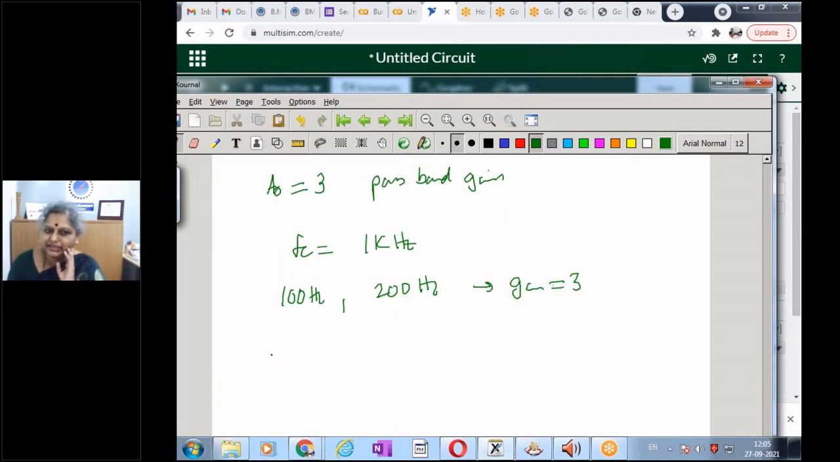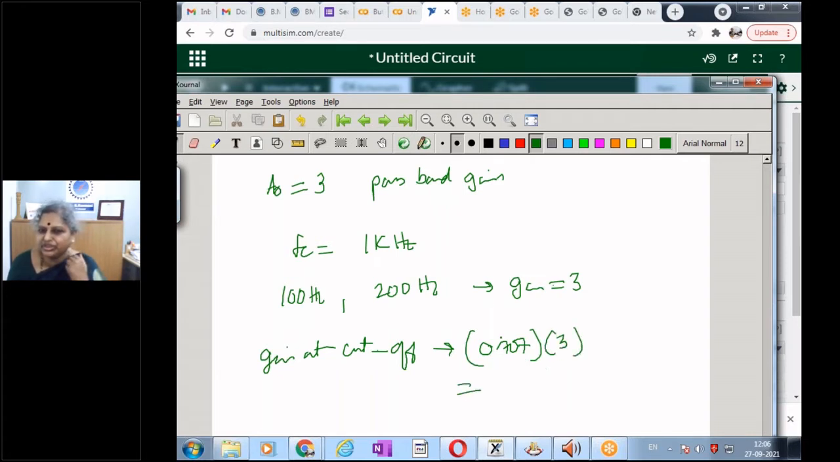What will be the gain at cutoff? If I look at the gain at cutoff, it is always 0.707 times the DC gain. Please tell me how much is 0.707 into 3? 0.707 into 3. How much do you get? 2.1. Very good. And this is the gain we got at the cutoff frequency.